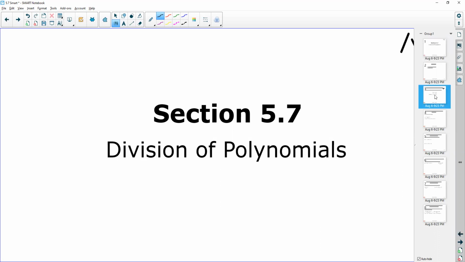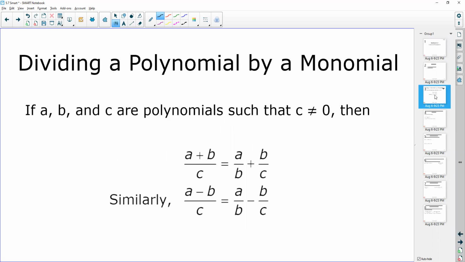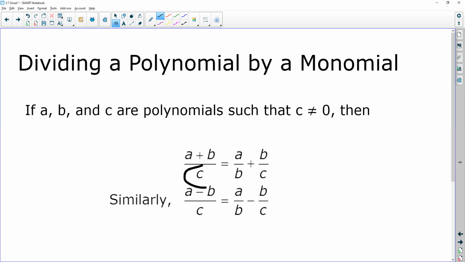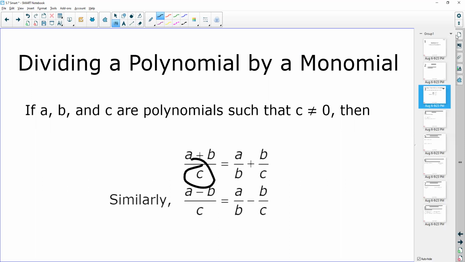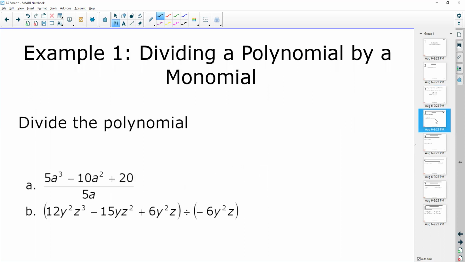So we're going to start with division by a monomial. If a, b, and c are polynomials such that c is not equal to 0, then a plus b over c is the same as a over c plus b over c. It's basically like I can split the fractions. If I have terms in the numerator being added and subtracted over a single denominator, I can break them up. This is division by a monomial because the denominator doesn't have any operations other than multiplication in it. Okay, it's a single term in the denominator.